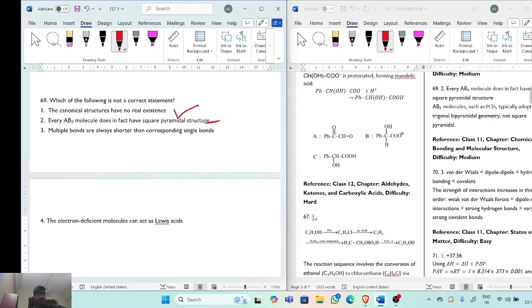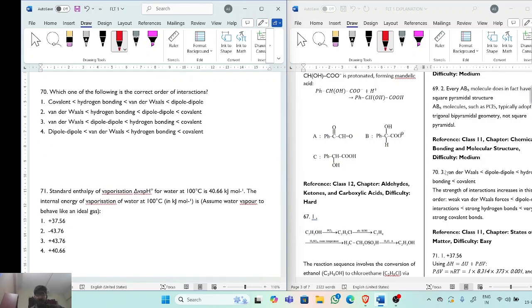We are checking the further statements now. Option number 3, multiple bonds are always shorter than corresponding single bonds. Yes, this statement is true, because a triple bond has the lowest bond length, followed by a double bond, and then a single bond. The electron deficient molecule acts as a Lewis acid. Yes, this statement is also true. So clearly option number 2 is our correct answer.